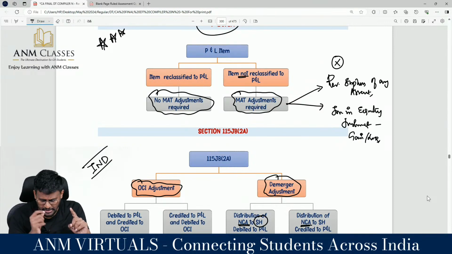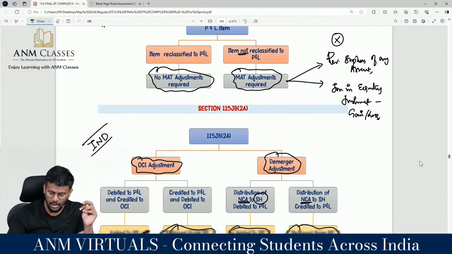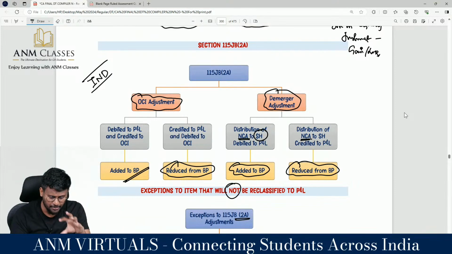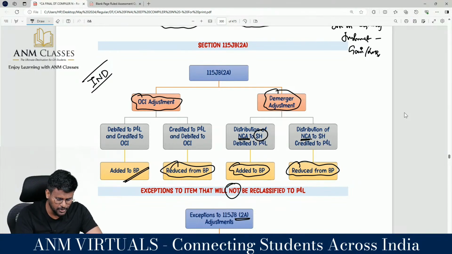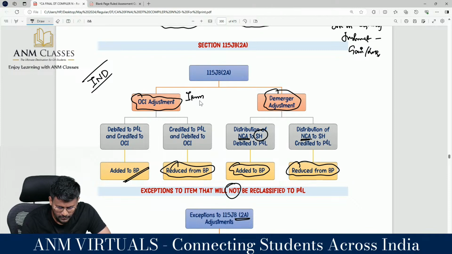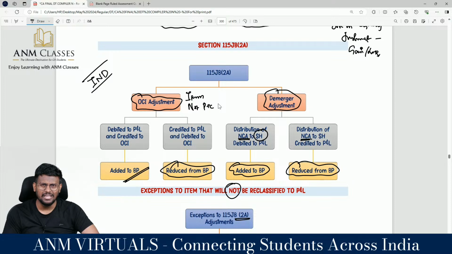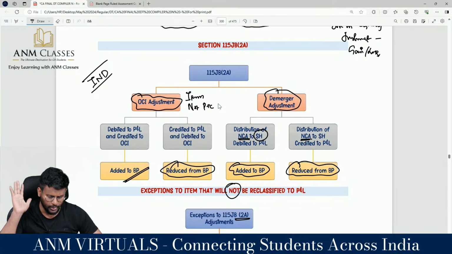Revaluation surplus of any asset or investment in the equity gain or loss should be ignored. Section 115JB subsection 2A summarization is like this. You have to check OCI adjustment other than NSR demerger adjustment. This OCI adjustment should be items not to be reclassified to P&L account, because items reclassified to P&L we will ignore while calculating the MAT.